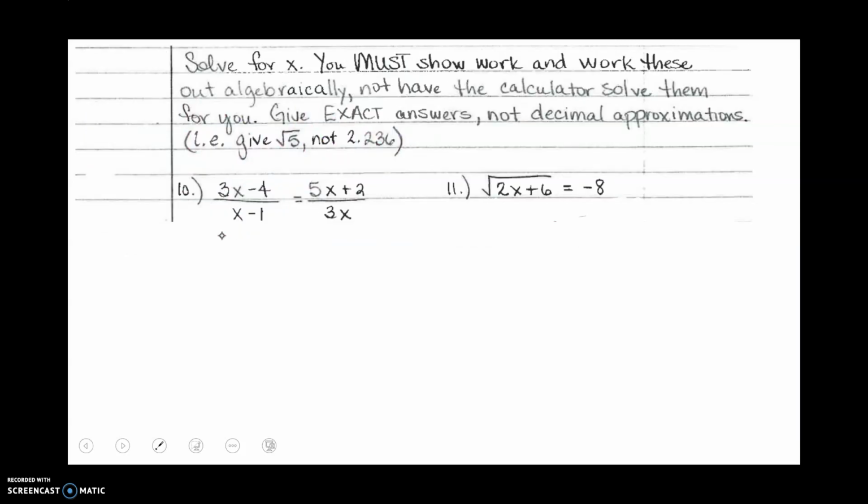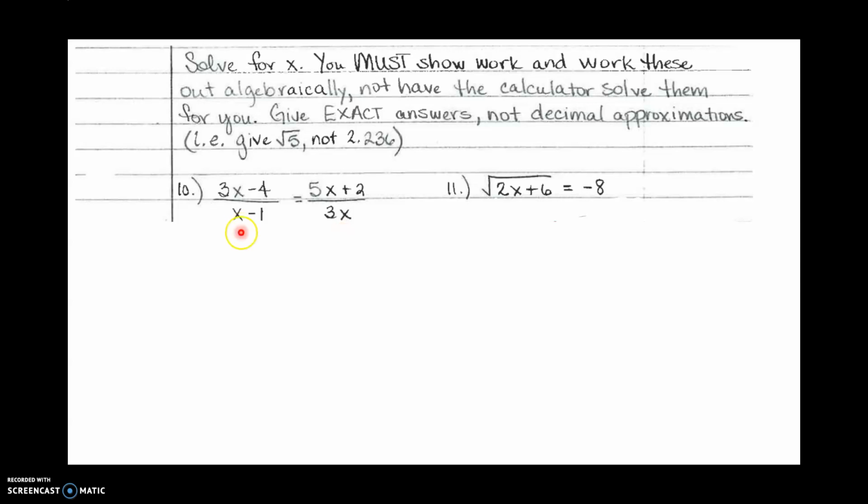All right, then for these next ones, they want us to solve these algebraically. So we're not putting them in the graphing calculator and using some kind of solver and having it do it for us. We're working these out by hand and giving the exact answer, not the decimal approximation from our calculator. Okay, so remember that when you have fractions in your equation, you can multiply by the least common denominator to make all of your fractions magically disappear. That would be one way we could do this problem.